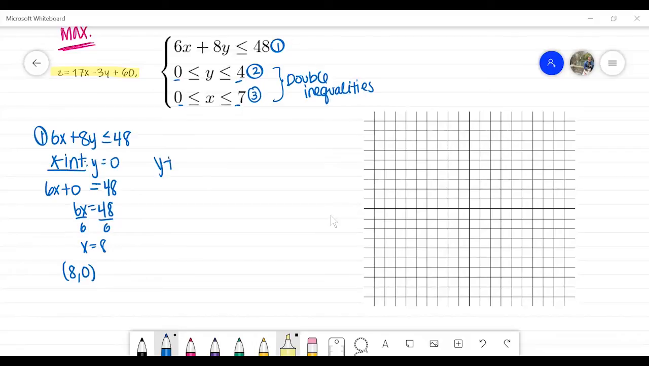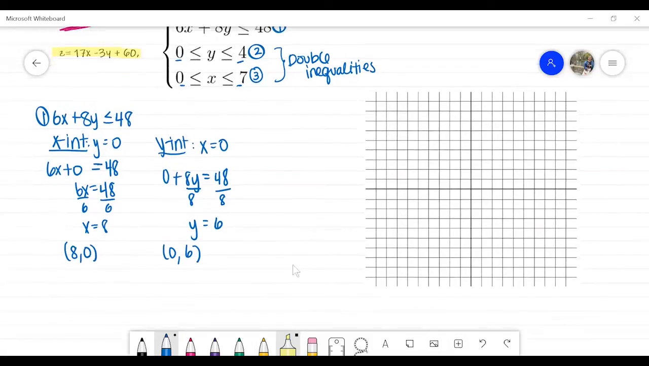And then you've got your y-intercept, which is when x is equal to 0. So that's 0 plus 8y is 48. Divide, and you've got y is equal to 6. So that's 0, 6. Now, these other 2 inequalities, like I said, are going to be straight lines. So strictly, y lives between these 2, x lives between these 2.